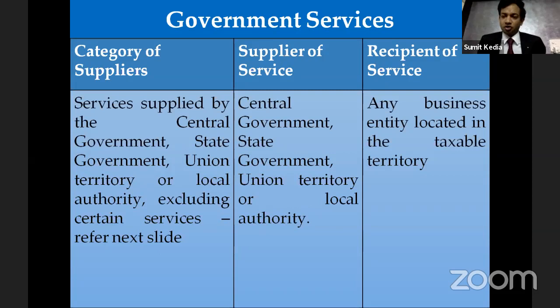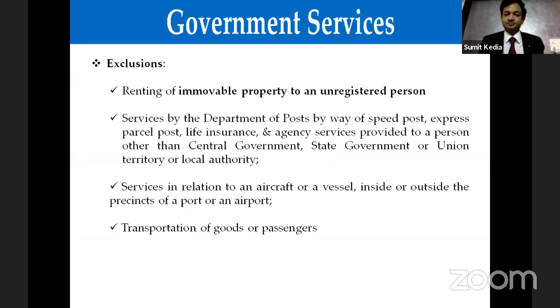So it says services supplied by the central government, state government, union territory, or local authority. Out of these four, service provided by them, excluding certain services, which will come in the next slide. So if the service is provided by any of these, then if the recipient is any business entity located in the taxable territory, any business entity, then RCM will be applicable.